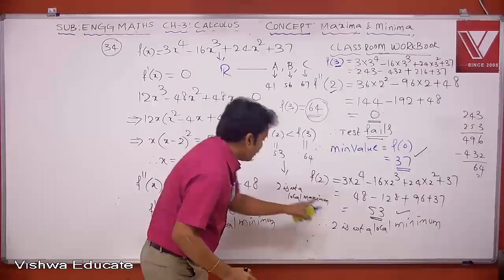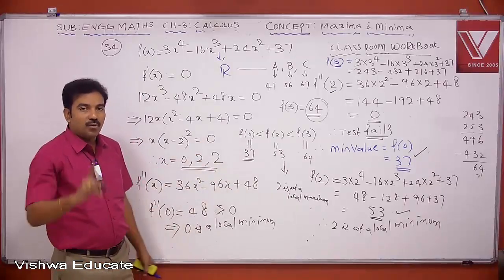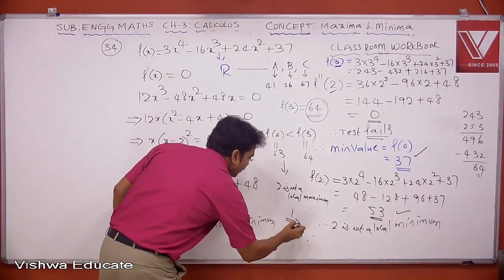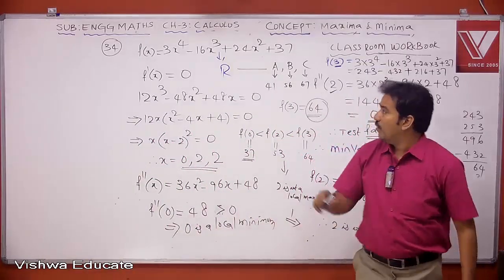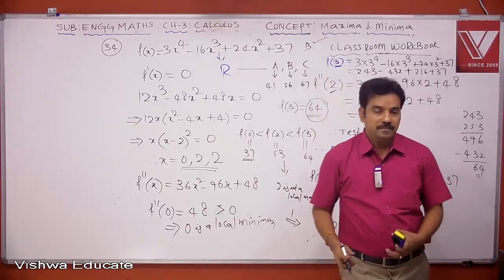Therefore 2 is not a local minimum, 2 is not a local maximum. So 2 is not an extremum point. Therefore we have only one extremum point. So the answer is count 1. The result is 1. So it is option number B. Please note this.